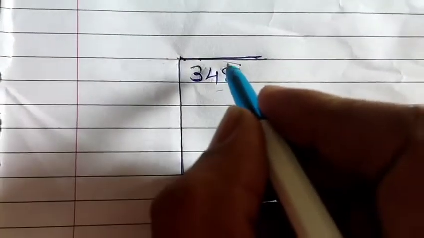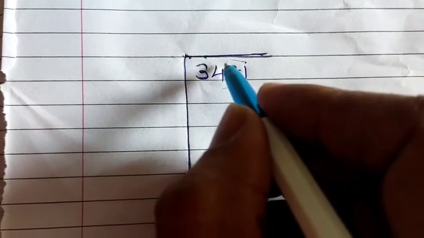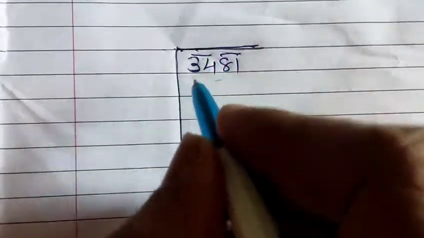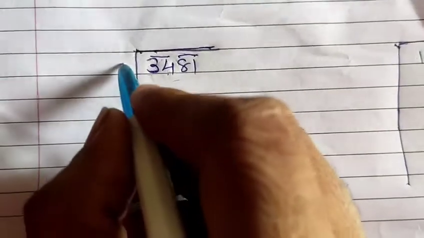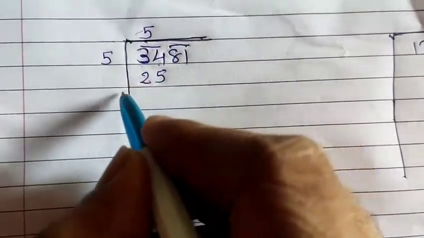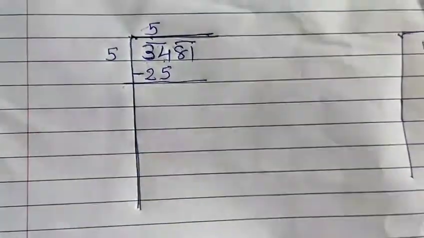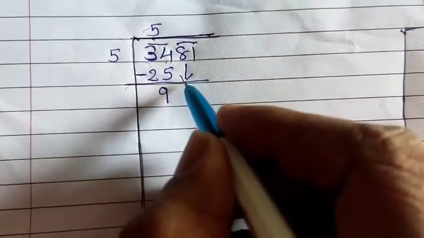Let us see another example. As it is told, you have to place a bar over every pair of digits, starting from the digit at the unit place. Now here we got a pair. Now you have to check the square numbers: 5 5s are 25, 6 6s are 36, 36 is more, so you have to take 5. 5 5s are 25. Then subtract it. 34 minus 25 gives 9, and bring down the next bar.